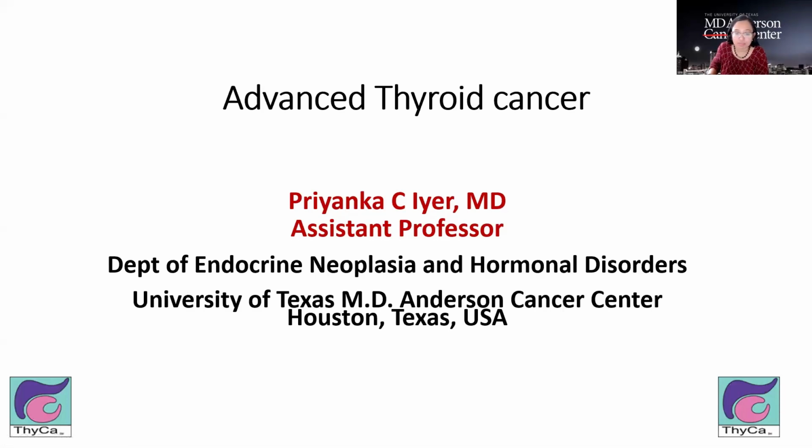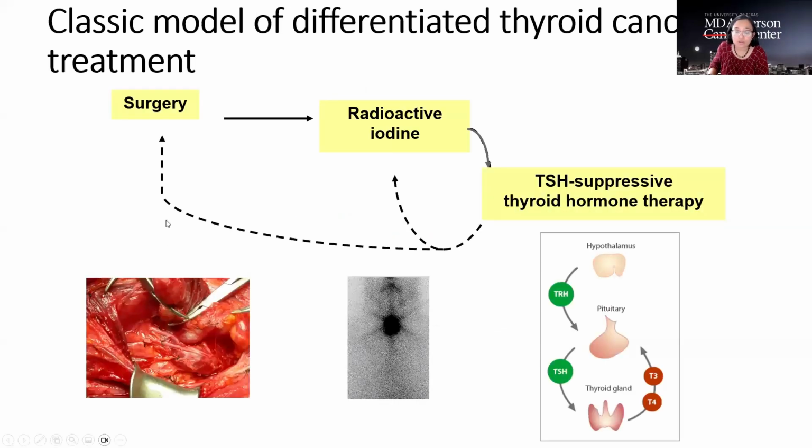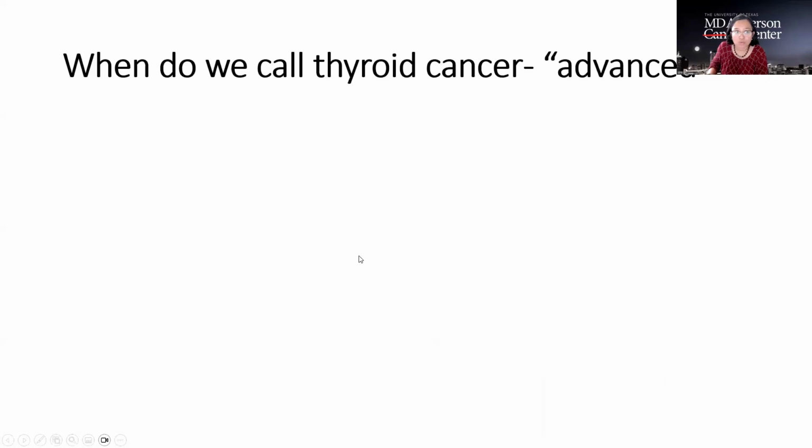Those of you who did attend my previous session, we talked really about the basics of thyroid cancer. But what we all know so far is the classic treatment for any kind of follicular-derived thyroid cancer, that is either your papillary or follicular or Hürthle cell, is we would do surgery, then follow it up with radioactive iodine if it's necessary, and then your doctor would start you on thyroid hormone and talk to you about TSH suppression with thyroid hormone therapy. So what do we call thyroid cancer advanced, or when is it recognized as advanced?